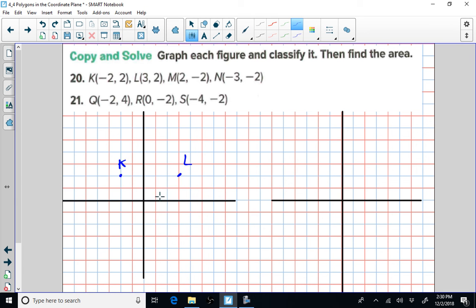Point M is located at 2 and -2. Over 2, down 2. Put a point. And let's see. Point N is located at -3 and -2. That's -3 and -2. Put a point. This is K. No, that's N. And what was this? This was M. And now we connect our points.